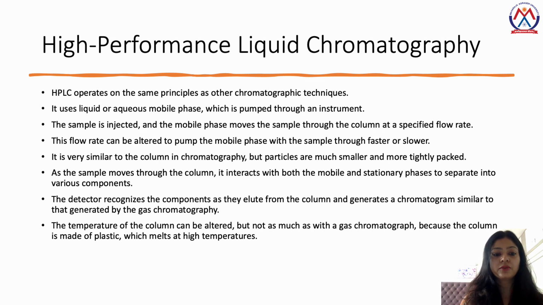The column is very similar to the column in gas chromatography, but the particles are much smaller and more tightly packed. As the sample moves through the column, it interacts with both the mobile and stationary phases to separate into various components. The detector recognizes the components as they elute from the column and generates a chromatogram similar to that generated by gas chromatography. The temperature of the column can be altered, but not as much as with the gas chromatograph because the column is made of plastic which melts at high temperature.